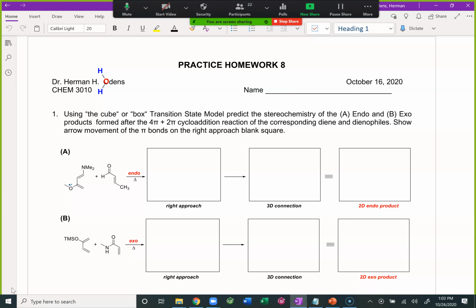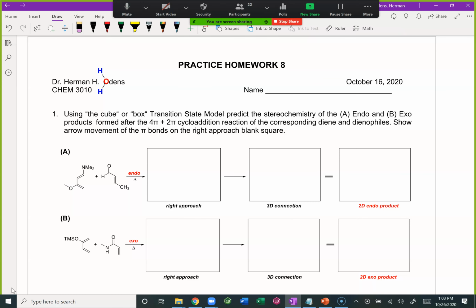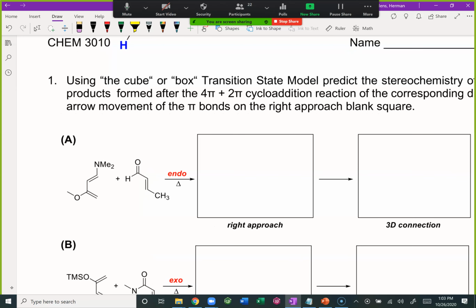All right, the Diels-Alder reaction is a Nobel Prize winning reaction, and it's known as the 4+2 cycloaddition because it involves 4 pi electrons on the diene and 2 pi electrons on the dienophile.